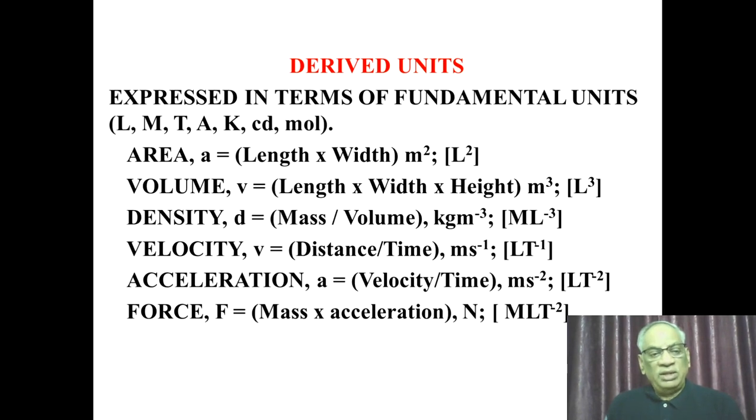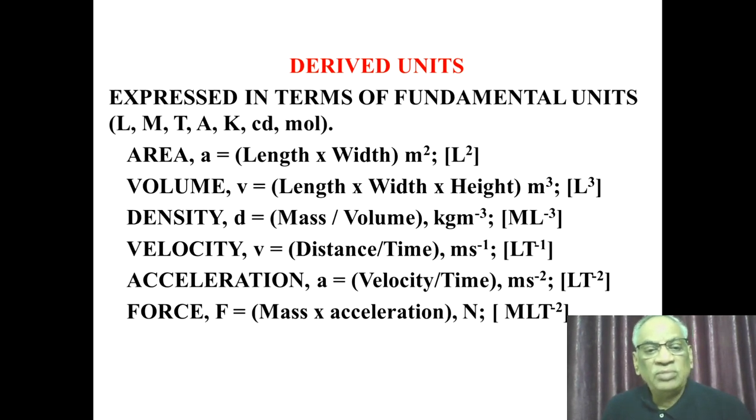When you talk about velocity, which is the distance traveled in unit time, the unit is meters per second. So its dimension is length L to the power of 1, M is 0, T to the power of minus 1. Acceleration is the rate of change of velocity. So meters per second square is the unit, and dimension is M to the power of 0, L to the power of 1, T to the power of minus 2. M is not there, so LT minus 2 is the dimension.